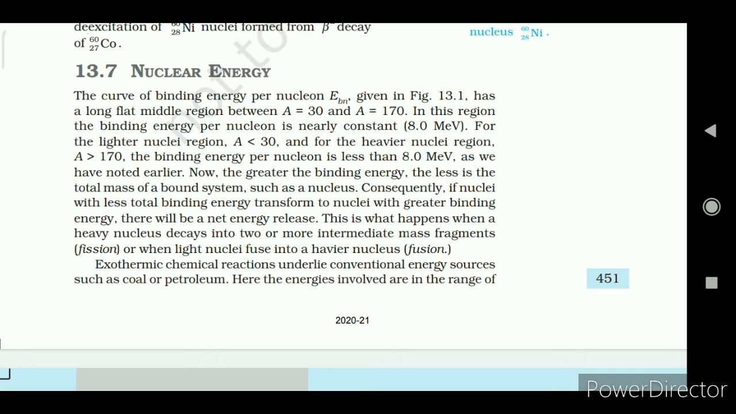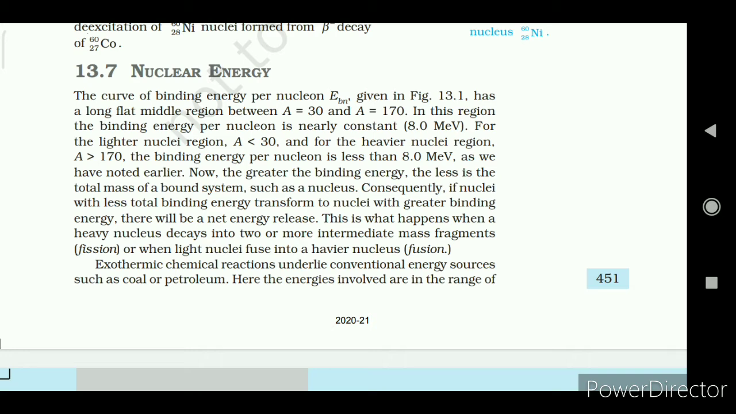13.7.3 Nuclear Fusion: Energy Generation in Stars. When two light nuclei fuse to form a larger nucleus, energy is released. Since the larger nucleus is more tightly bound, as seen from the binding energy curve, energy is liberated. Some examples of such nuclear reactions are: protium plus protium gives deuterium, deuterium plus deuterium gives tritium.